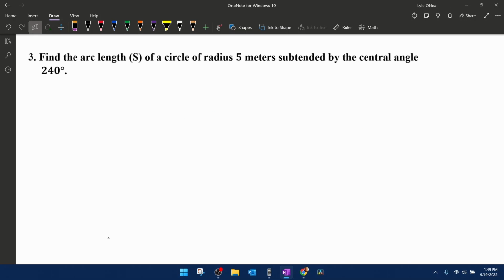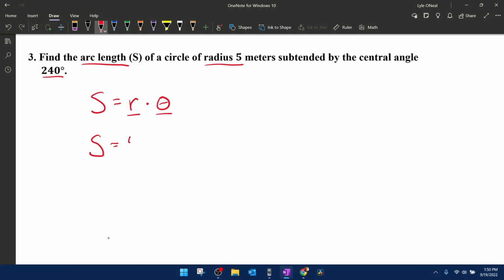Next problem, find the arc length S of a circle of radius 5 subtended by the central angle 240 degrees. So here to find the arc length, we're going to need our formula for arc length, S equals R times theta. Since they asked me to find the arc length, we're going to plug in for R and theta.